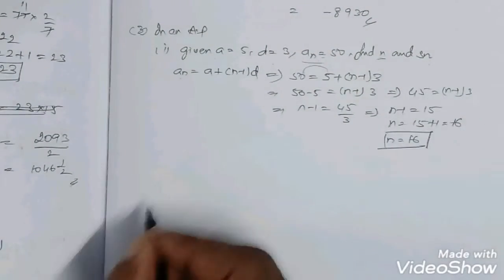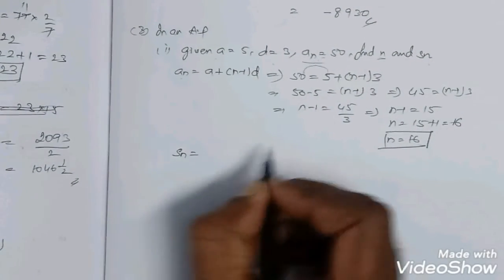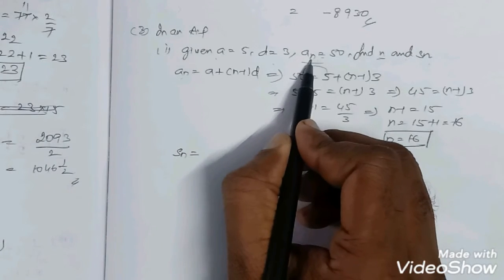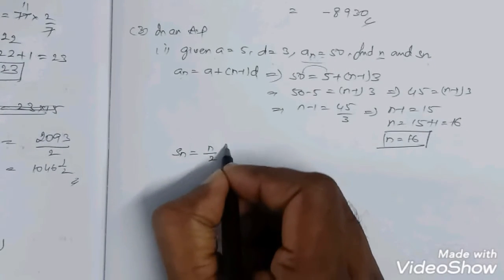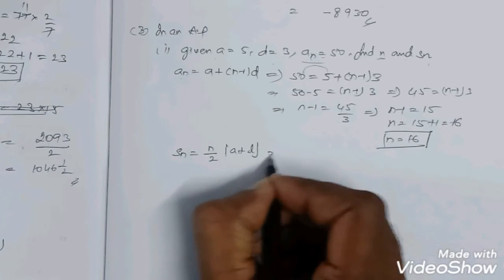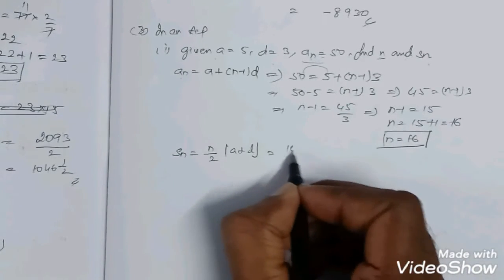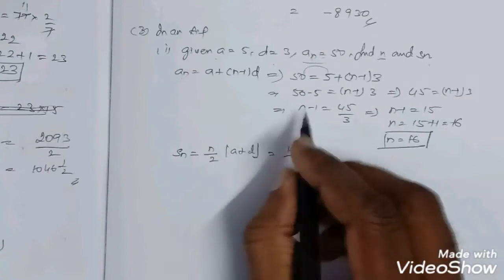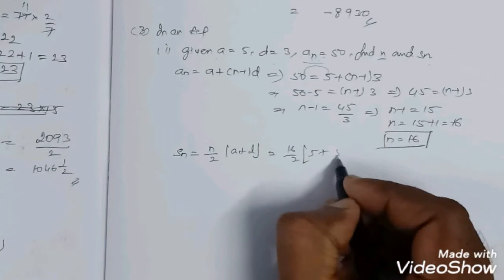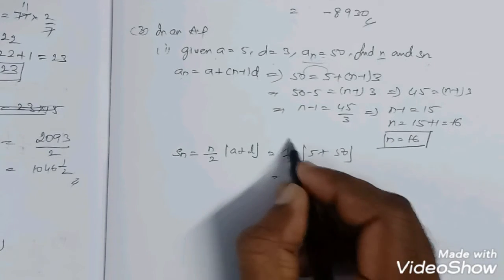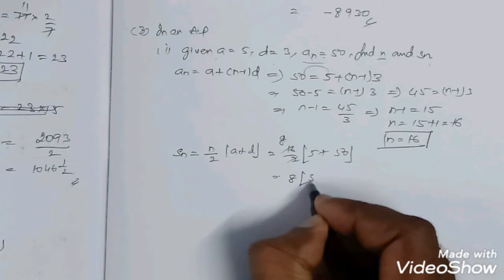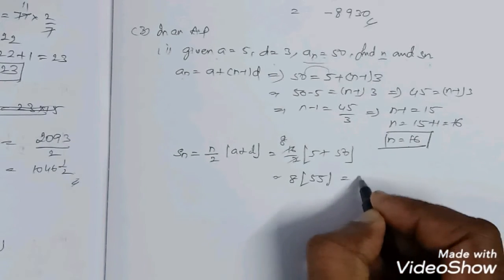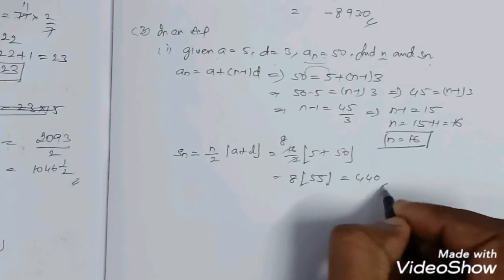So your formula of Sn, your last term is given and a value is given. So I can write your formula as n by 2 into a plus l. Now here n is nothing but 16. So 16 by 2 into a value is 5 and last term is 50. Now here 16, 8 2s are 16. So I can write as 8 into 55. So now multiply here, you will get 440 as your answer.